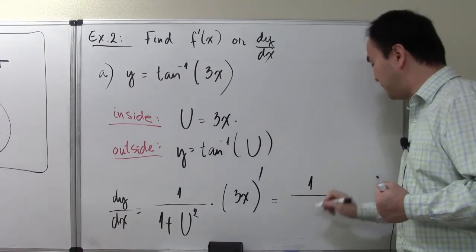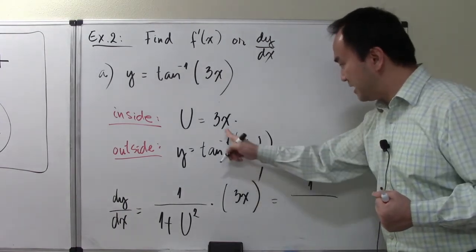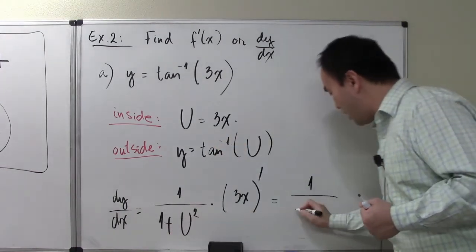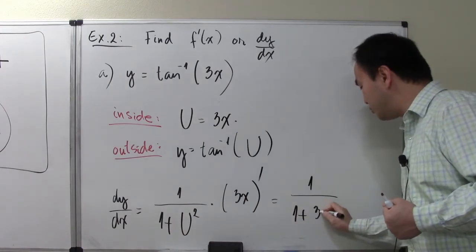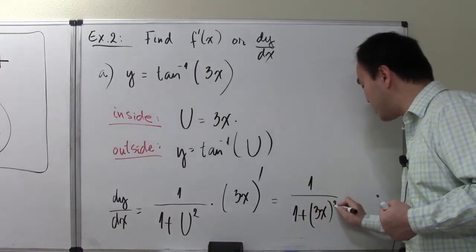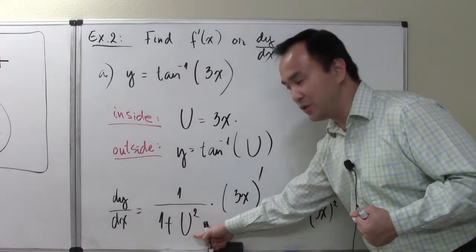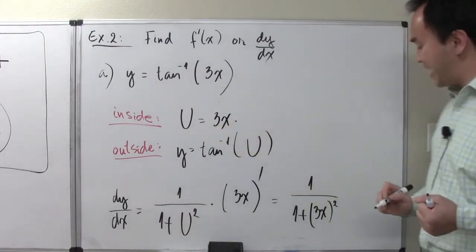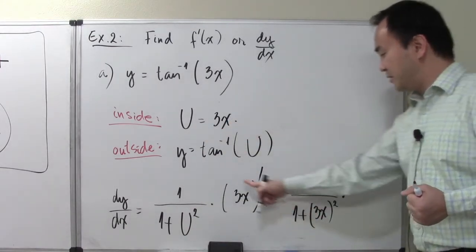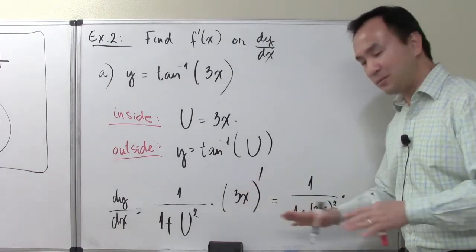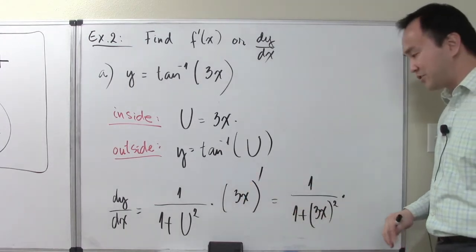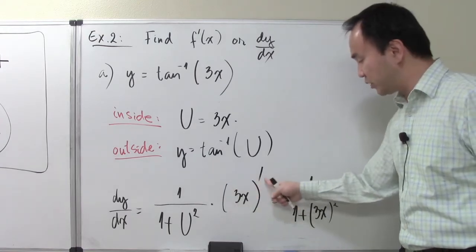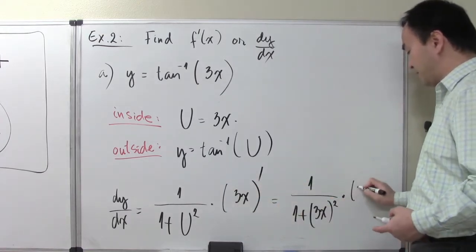So our final answer here is going to look as follows. 1 over 1 plus (3x) all squared, because recall again that u is a substitution for 3x. And now multiply with the derivative of 3x. At this point, anyone viewing my video here should be fluent with this. Taking the derivative of 3x simply gives me 3.